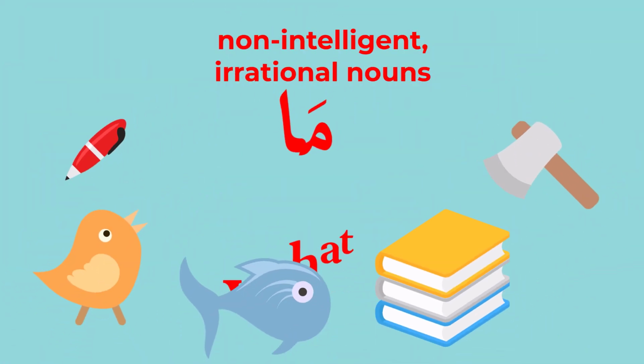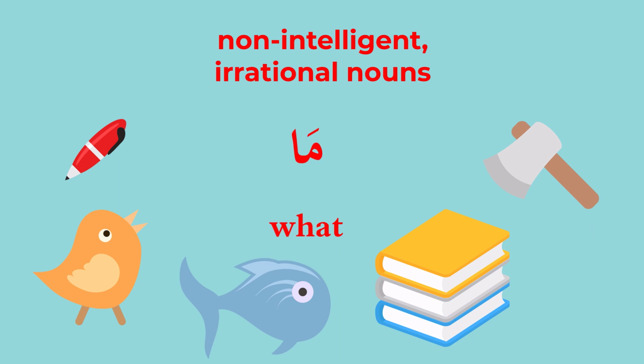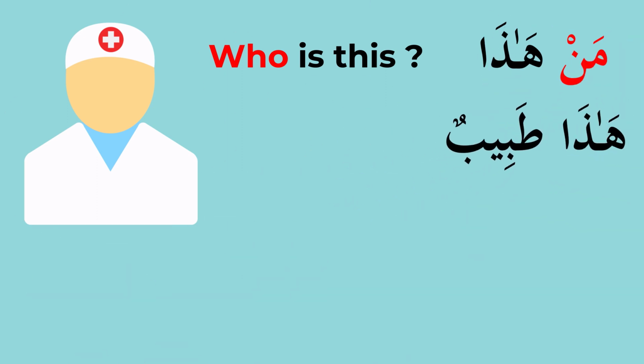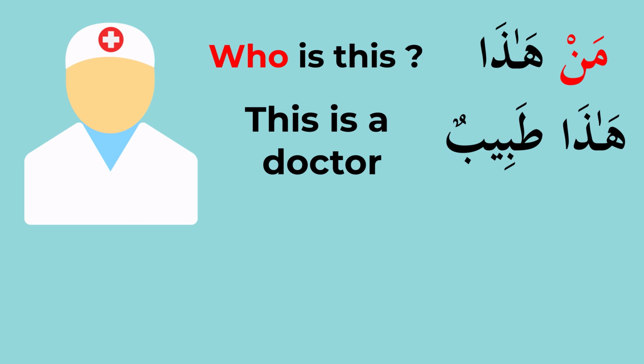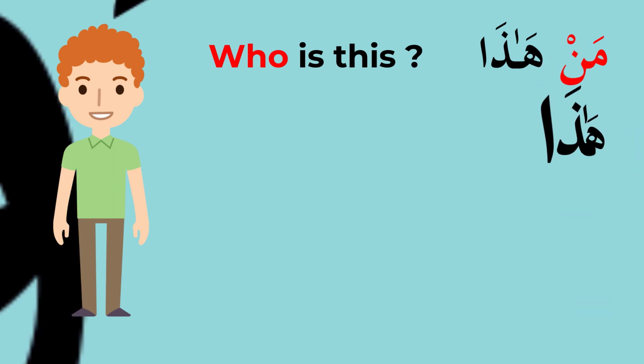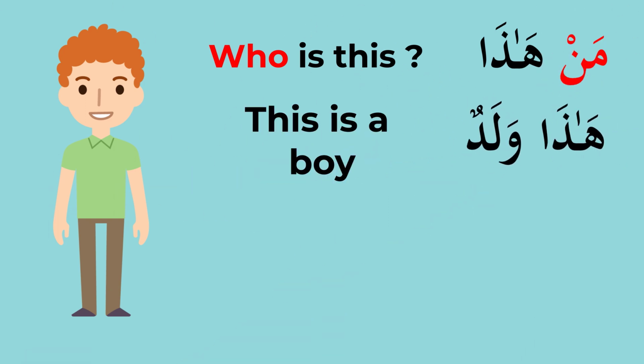For gair akal or irrational nouns, we use ma. Simple, brother. So let's see now. Look at the picture and what is the question? Man haza. Haza tabibun. What is the meaning of tabibun? Doctor. Got the idea? Haza tabibun. Man haza. Haza waladun. Got the idea, brothers and sisters?